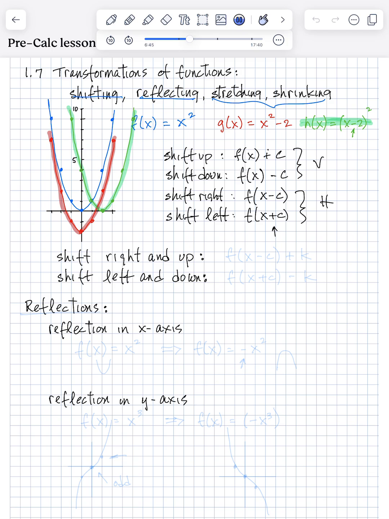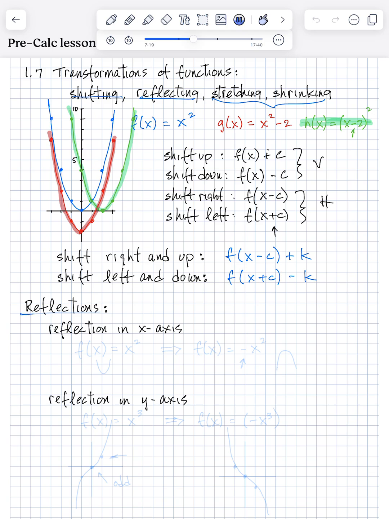All right, so what if we had a combination? We wanted to shift right and up. This would be f of x minus c shifts it right, plus k shifts it up. What about shifting left and down? Well, that'd be f of x plus c, that goes left, minus k would take it down.